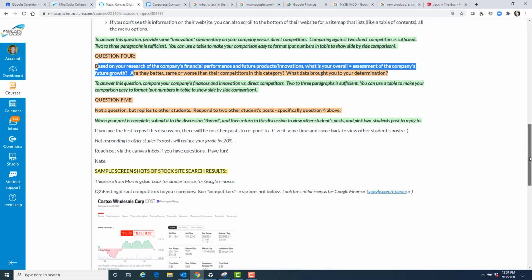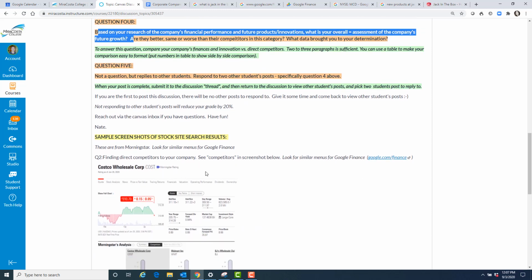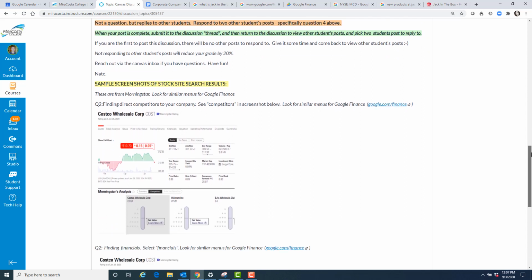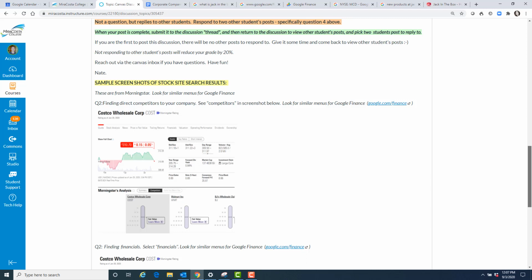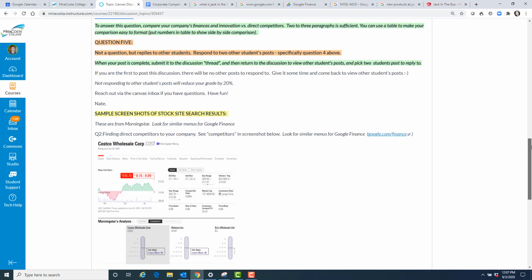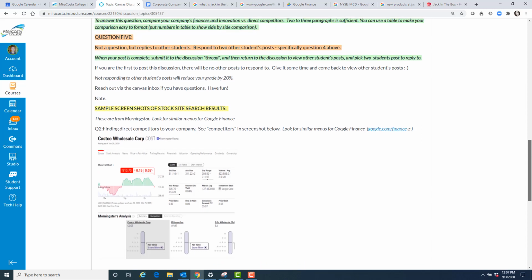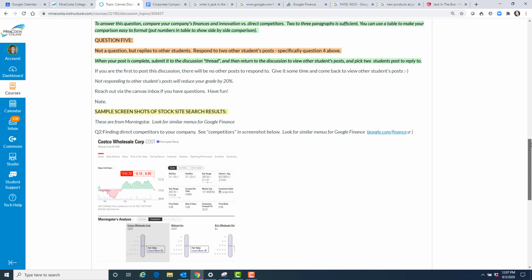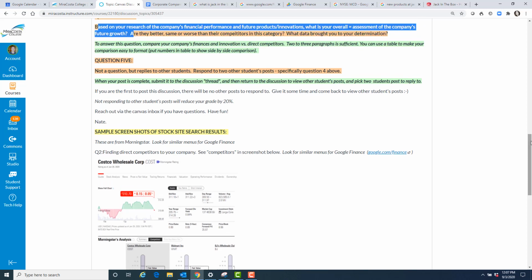Okay, I've got some screenshots down here. These are actually for Morningstar, but now they're requiring that you pay beyond the trial for Morningstar. So that's why I'm pushing you guys to Google Finance, and I will just place this recording in this assignment in its place. So you can use this as your guide for how to search for the information.